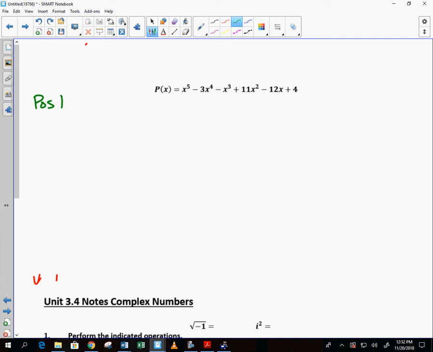Consider the number of positive real solutions. How many sign changes do you see? I got one there. Got one there. One there. I got four. Or two or zero. How about the number of negative real?